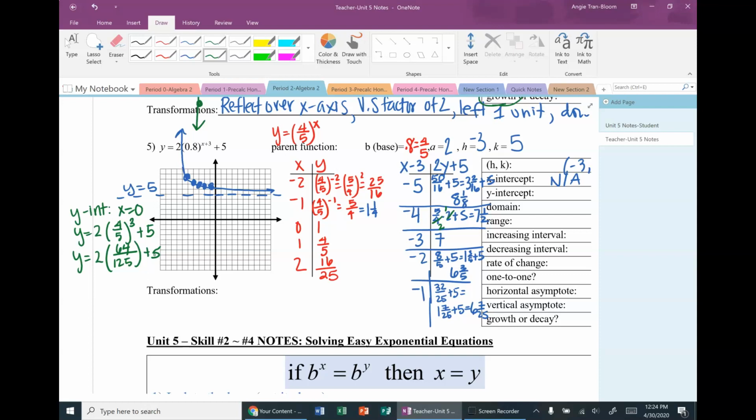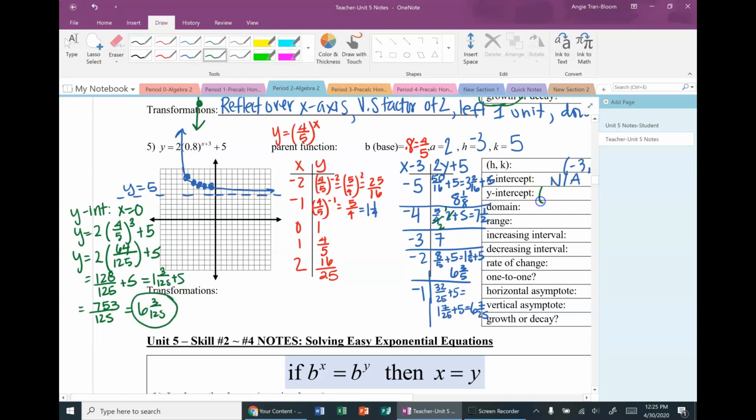64 divided by 125, and then you want to multiply with a 2 in the front. You want to write that as the simplest fraction, so that will give us 128 over 125 plus 5. Again, you can find a common denominator and add them all up together. That will give us a fraction of 753/125. Or from here, you can go, okay, well, 128 divided by 125 is 1 3/125, because your remainder is 3. Plus 5, and that should give us 6 3/125. So that should be our y-intercept.